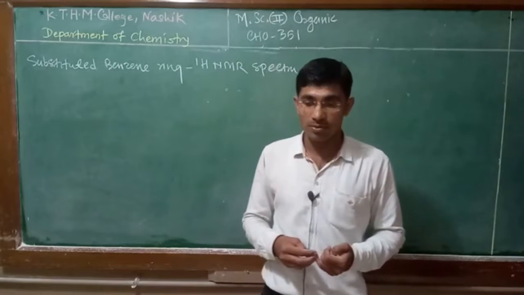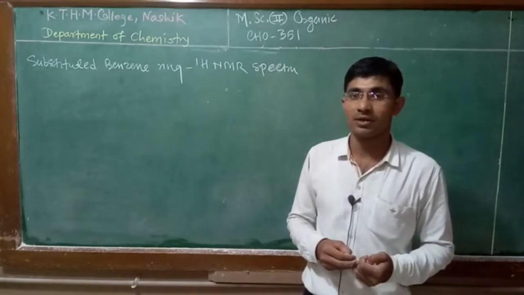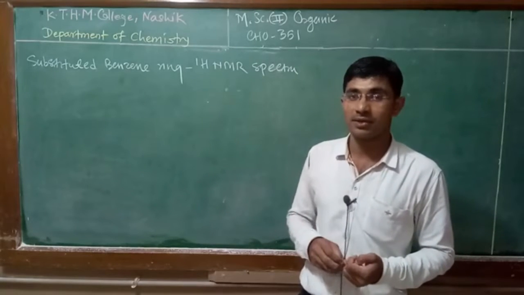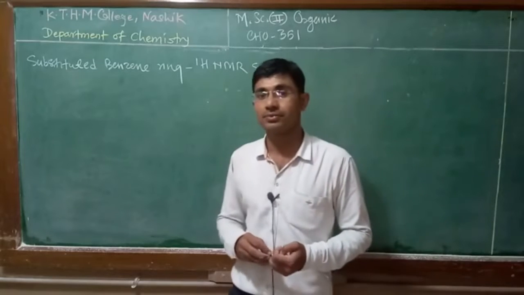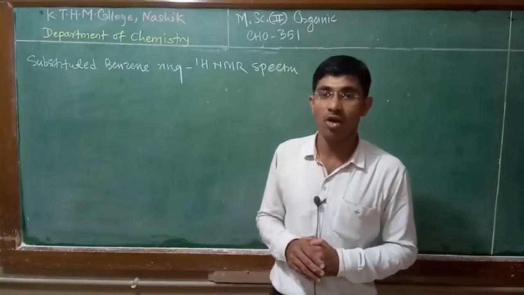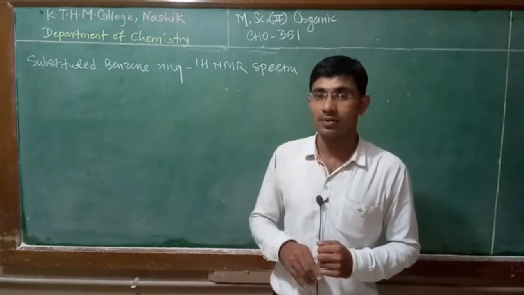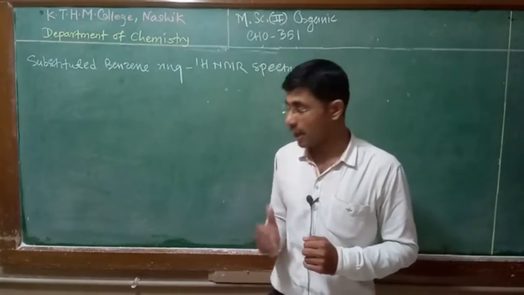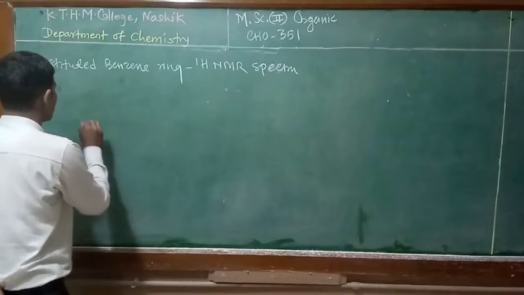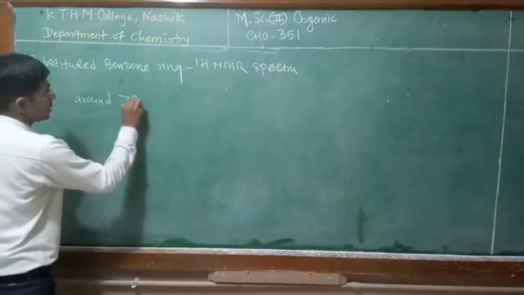Before that you must know some facts about the benzene ring in 1H NMR. This benzene or phenyl ring is common in organic compounds. The benzene protons, or benzenoid ring protons, appear in NMR around 7 ppm. This basic thing is known to us.